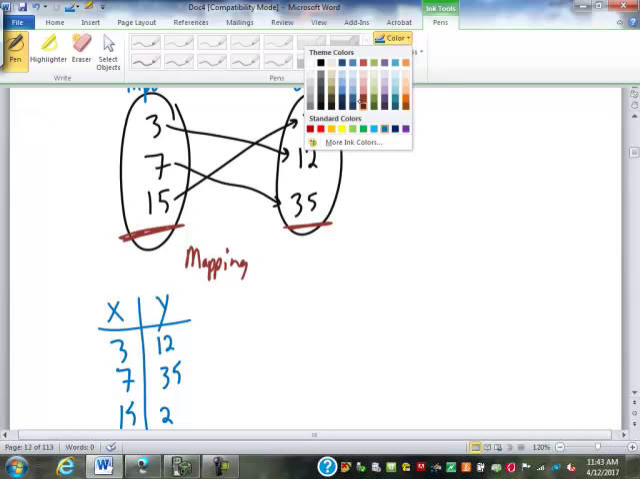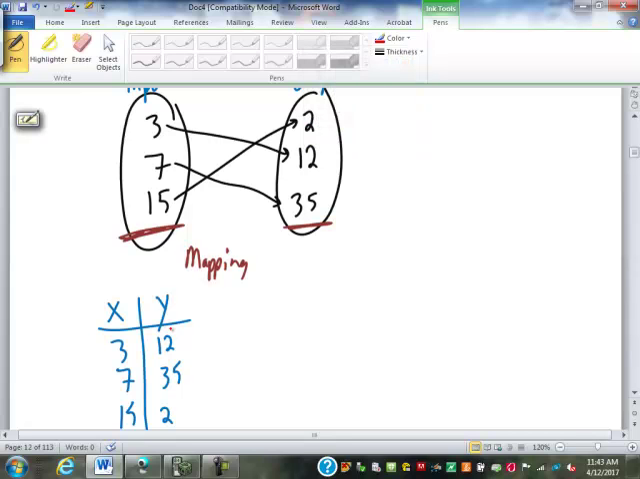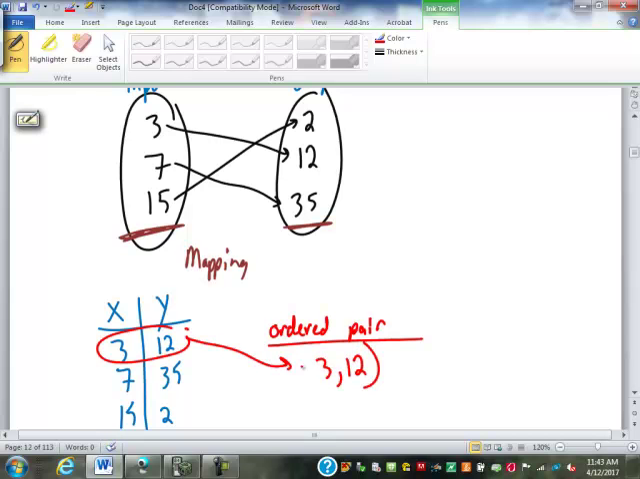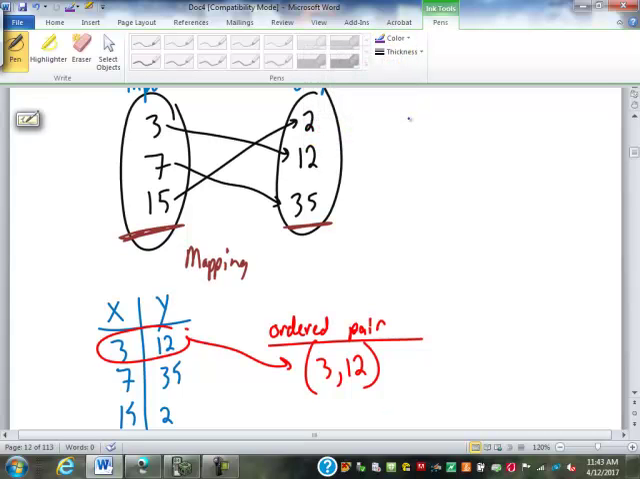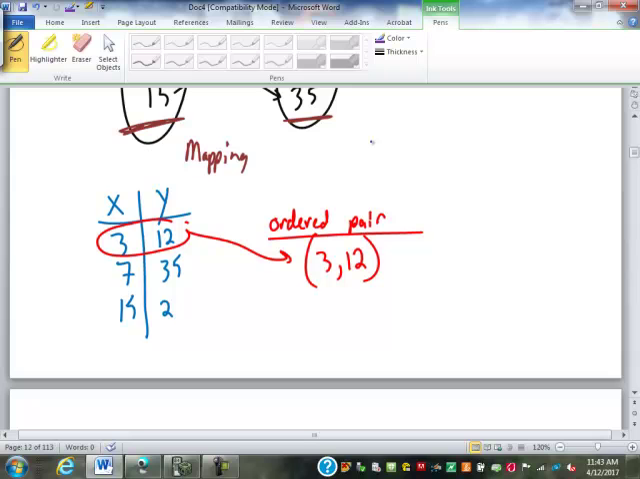No matter how we display them, these numbers are linked together, and it's what we call an ordered pair. So this first one here, 3 and 12, make an ordered pair like this, 3 comma 12, and we usually put it in parentheses to distinguish that it is an ordered pair. We had used the terminology a little bit ago of input and output, that this first number is the input and the second number is the output.